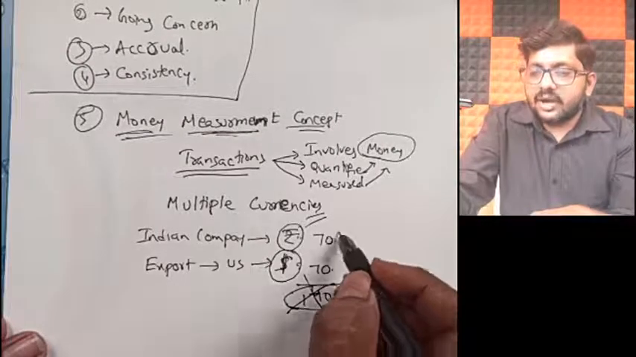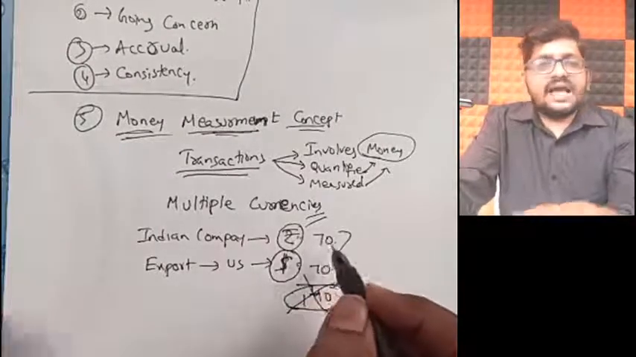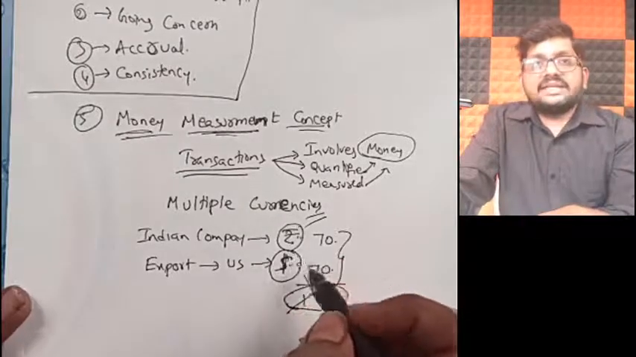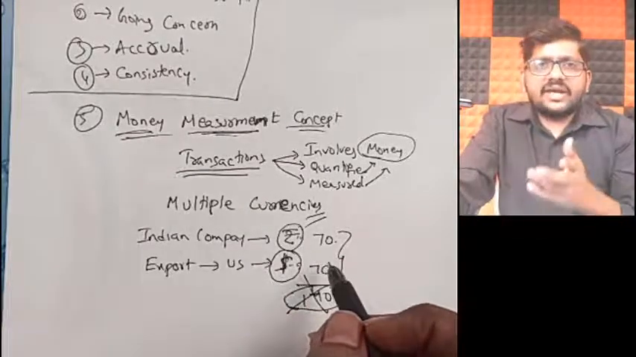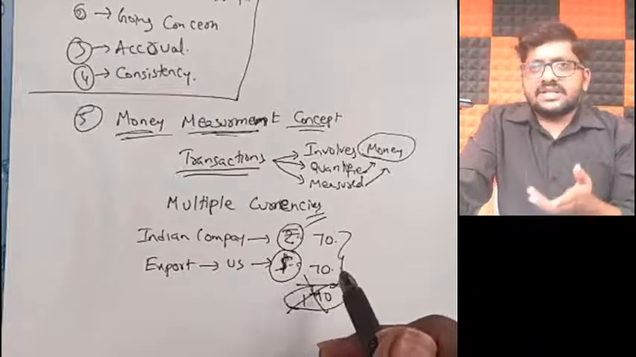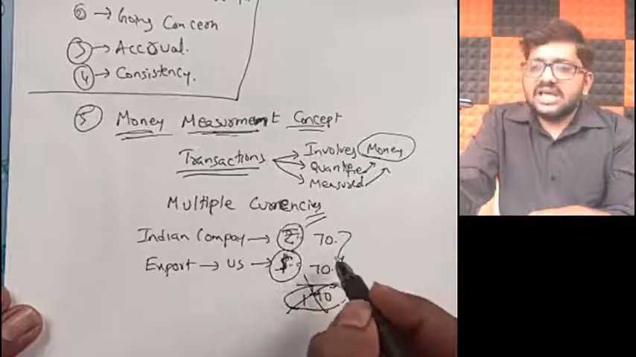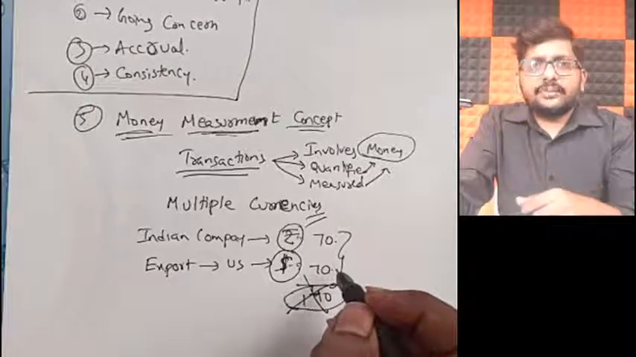Absolutely wrong. You cannot add both because rupee has a different value, dollar also has a different value. It means both these things cannot be added. When they cannot be subtracted from each other, when they are not comparable elements, why do you want to do it in both?